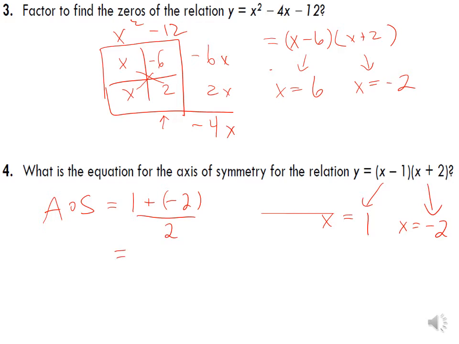So 1 plus negative 2 is negative 1, divided by 2. You can leave it like a fraction or write it as negative 0.5. It's completely up to you. So our halfway point, halfway between 1 and negative 2, is negative 0.5.